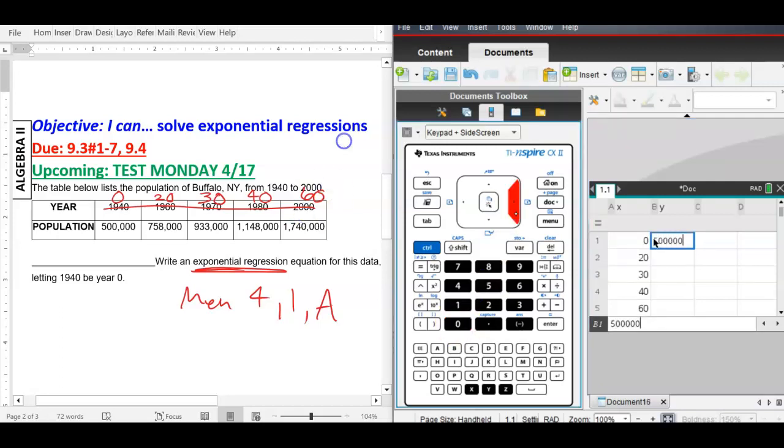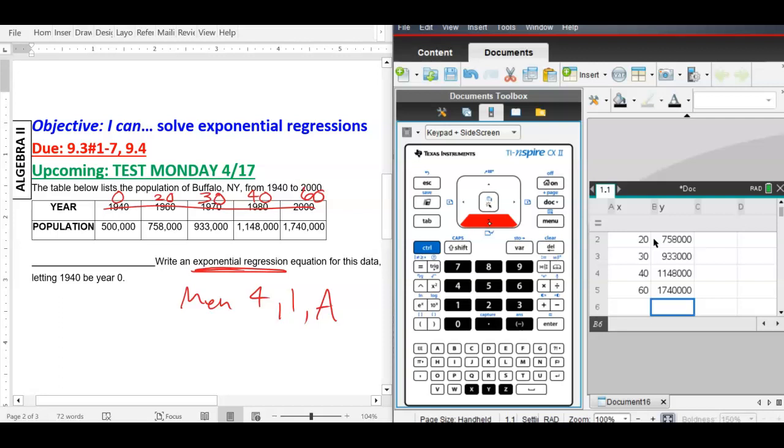500,000 down, 758,000 down, 933,000 go down, 1,148,000 go down, 748,000. Cool. Now, once again, I changed my table to start at 0 because it told me to.